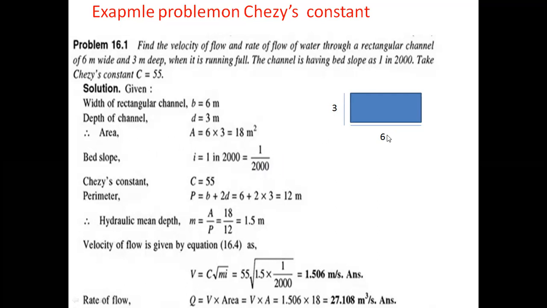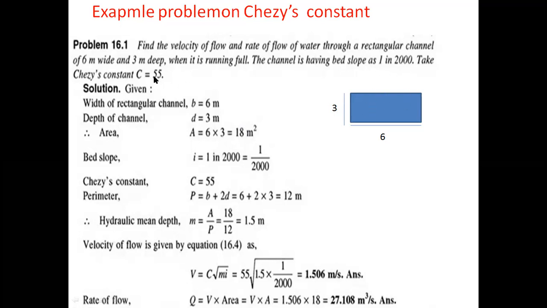Now find out the area of the rectangular channel. The basic formula for a rectangular channel is A equal to B into D, that is, area equal to breadth into depth. Here breadth B equal to 6 and depth D equal to 3, so the area of this channel comes out as 18 meter square.